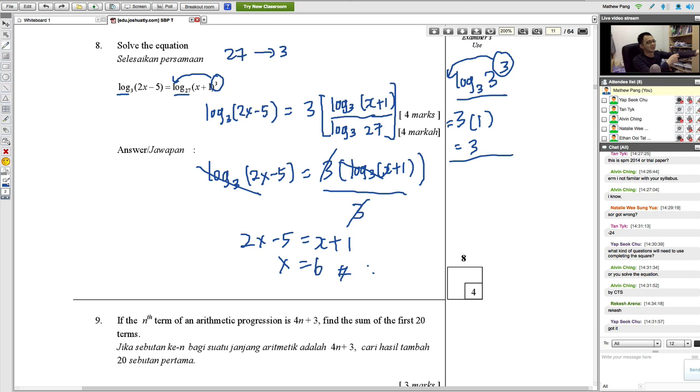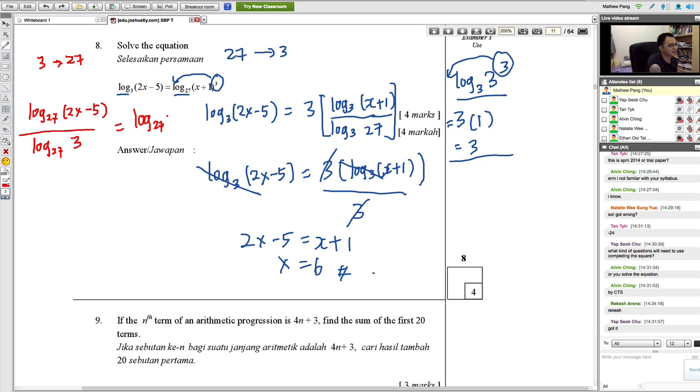Some students might ask, why can't I change the 3 to 27? I will show you this also, just to make sure you understand why. In this case, I will change 3 into 27, so you can see what is happening. So I will say this is log base 27 of 2x minus 5, and this one is log base 27 of 3. This one remains the same, log base 27 of x plus 1 to the power of 3. Now you have a problem. How to solve this one?